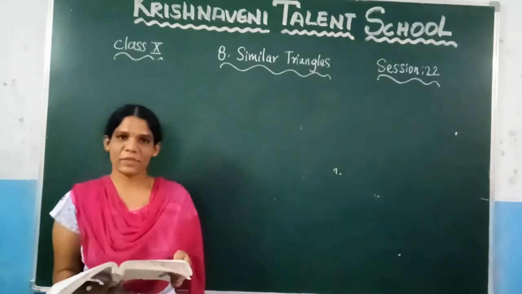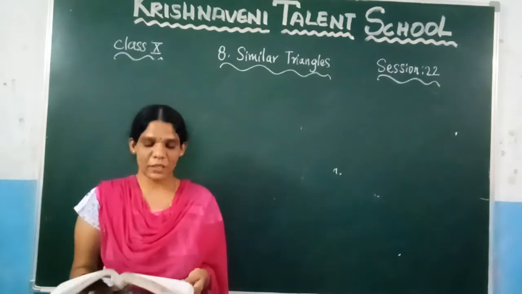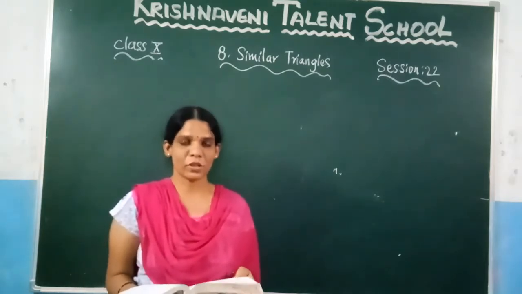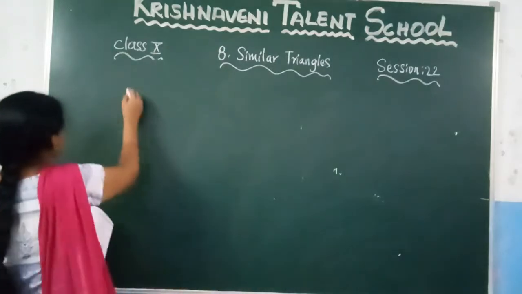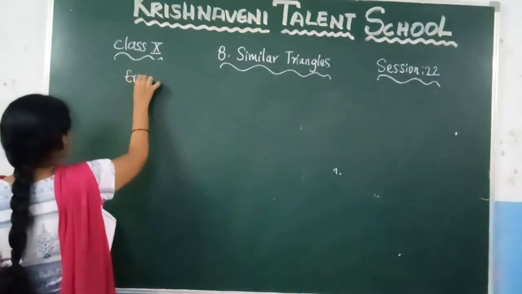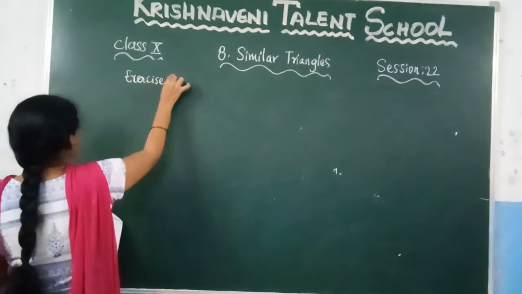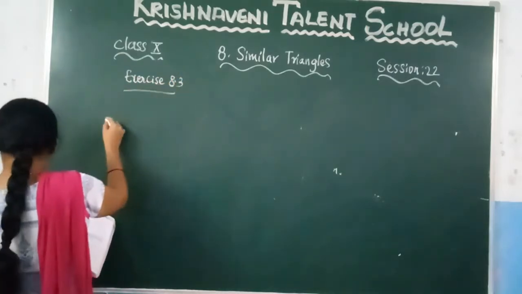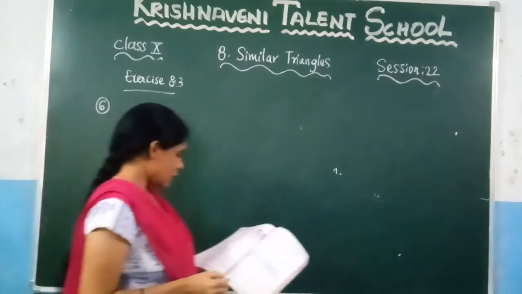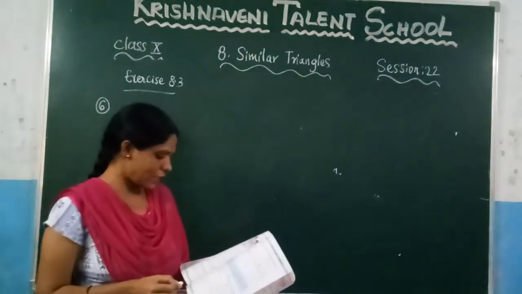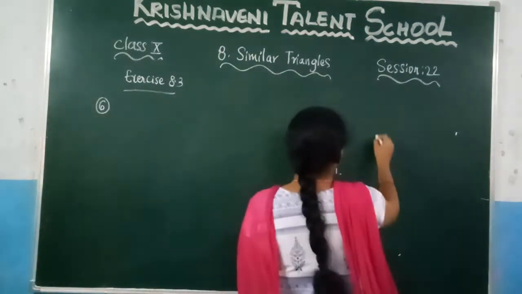So here, this is a very simple problem. This one, you will come across as a 2 marks question. So here, let us solve this problem in exercise 8.3. So what have they given here? They have given the areas of the triangles. Let us draw two triangles here.